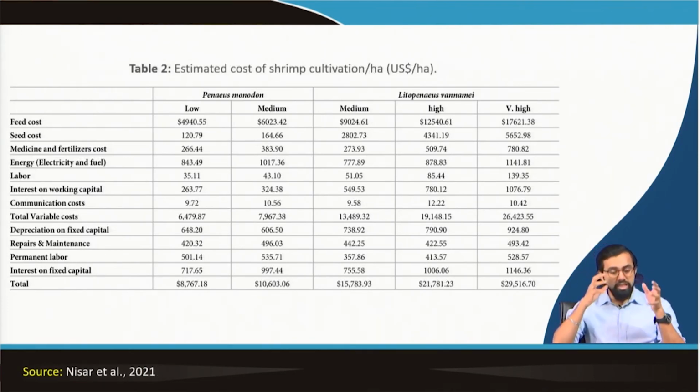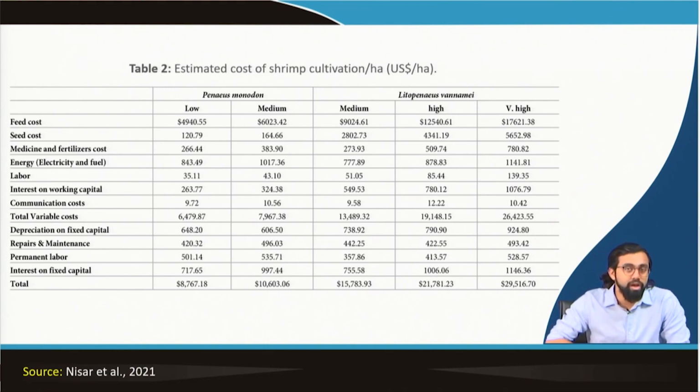This is a very standard estimation of shrimp cultivation per hectare in USD, and this conversion used around 70 rupees to 1 USD. The discussion is done only for Penaeus monodon and the vannamei species. The feed cost, seed, medicine and fertilizer, energy, and labor are the variable costs, and the fixed costs are the depreciation on the fixed capital, the repairs and maintenance, permanent labor, and interest on the fixed capital.